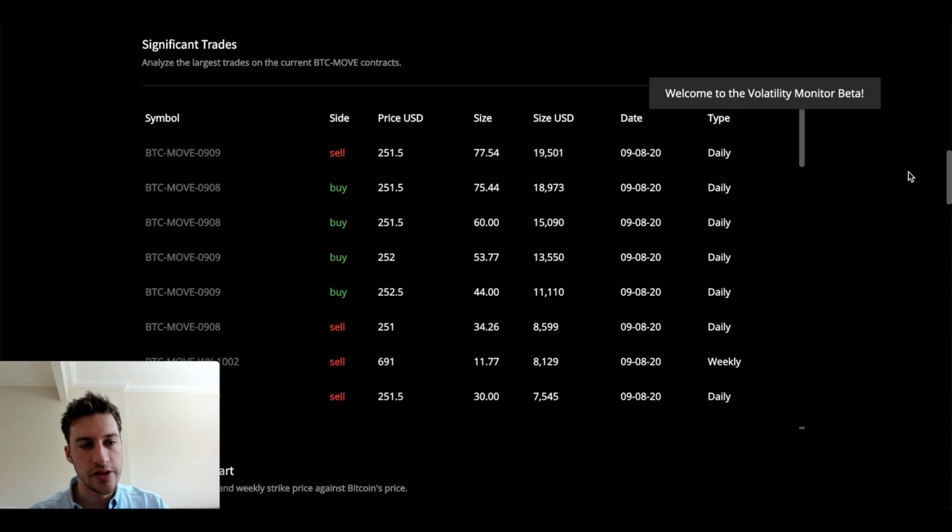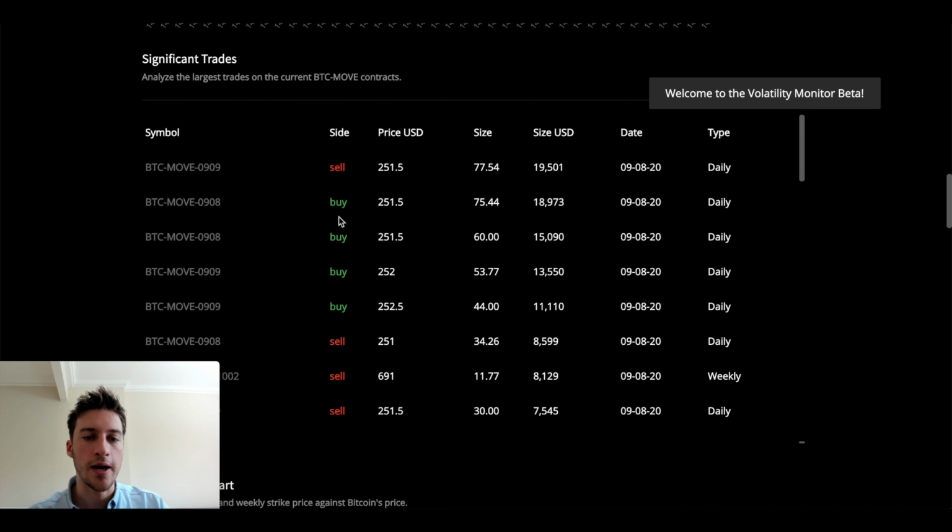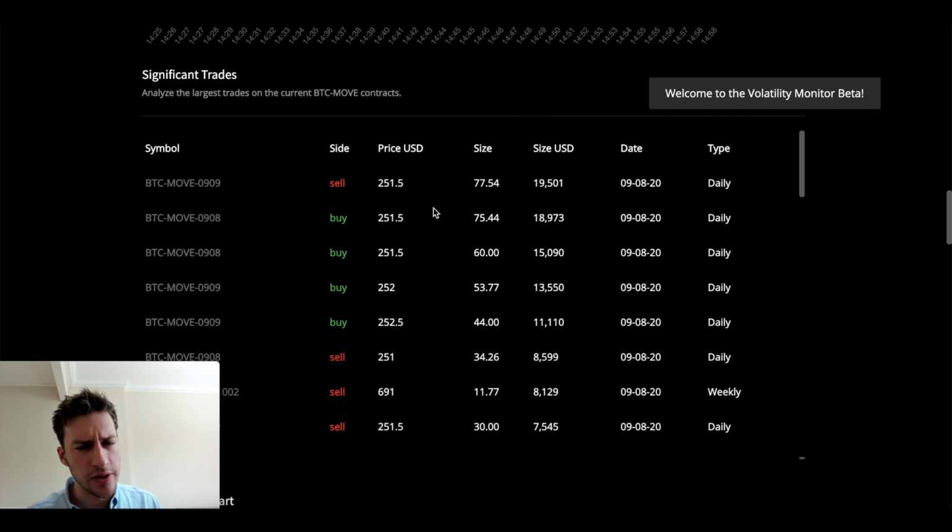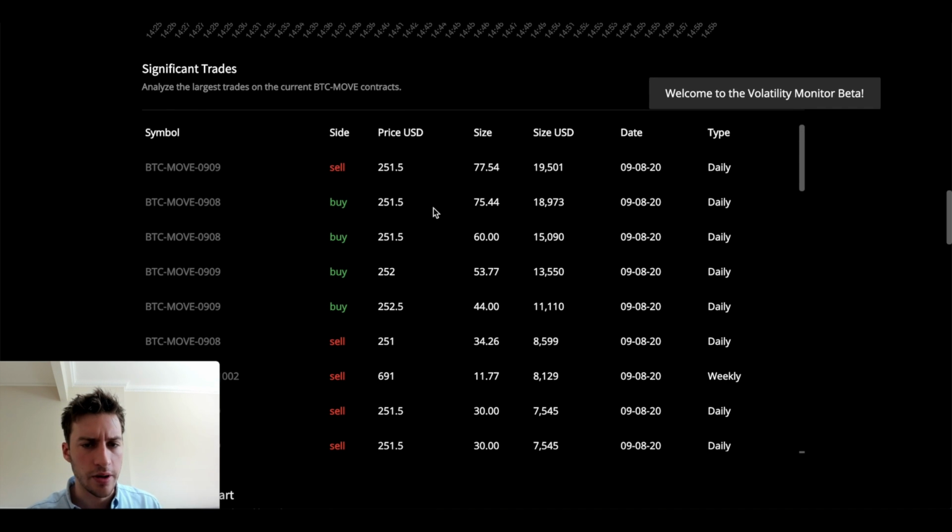And then this is another section that I should show you guys. Yeah, so this is big trades on MOVE contracts. You can really see what the whales are typically doing here. Something that I found quite interesting, and maybe even the reason for this video, is that there are a lot of weird patterns going around here.